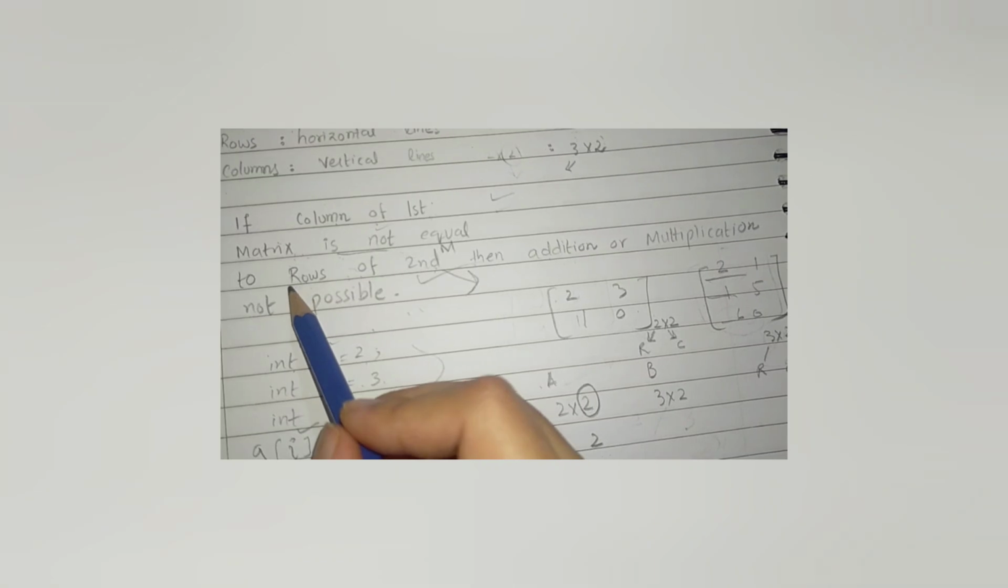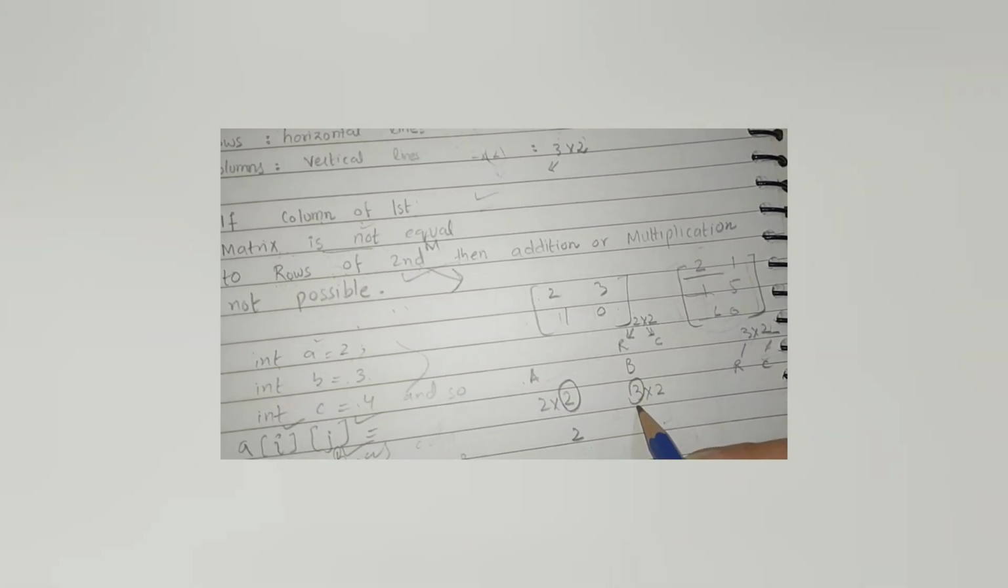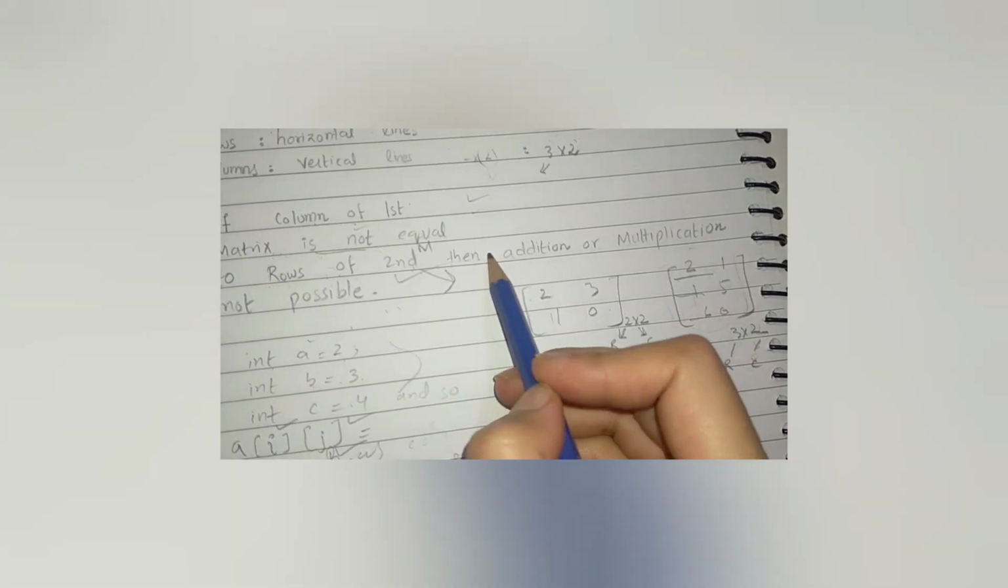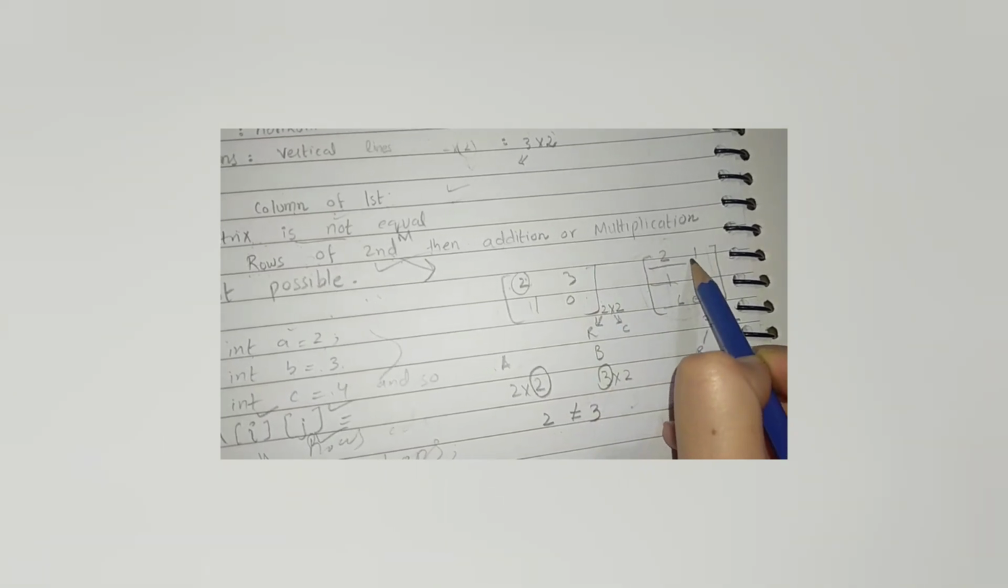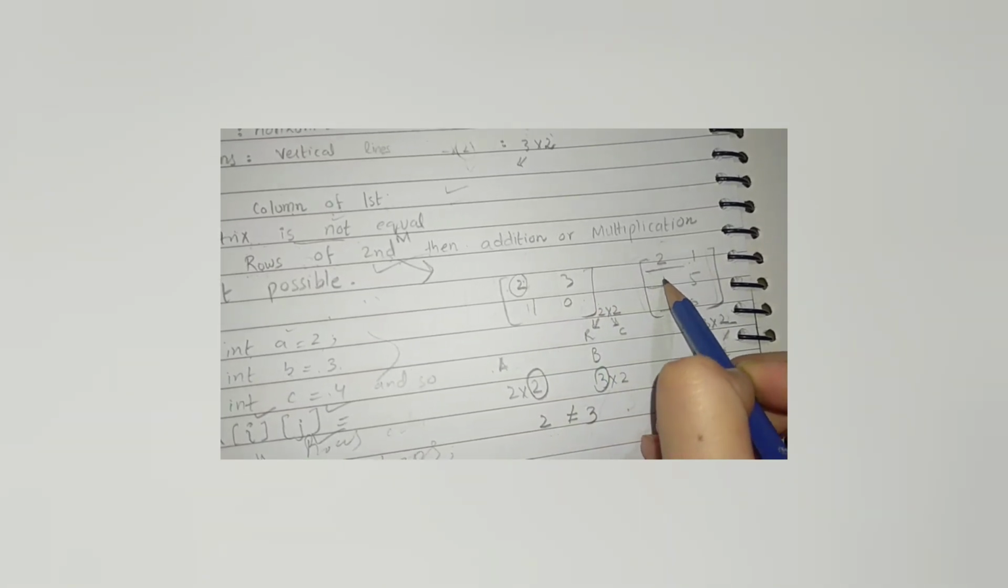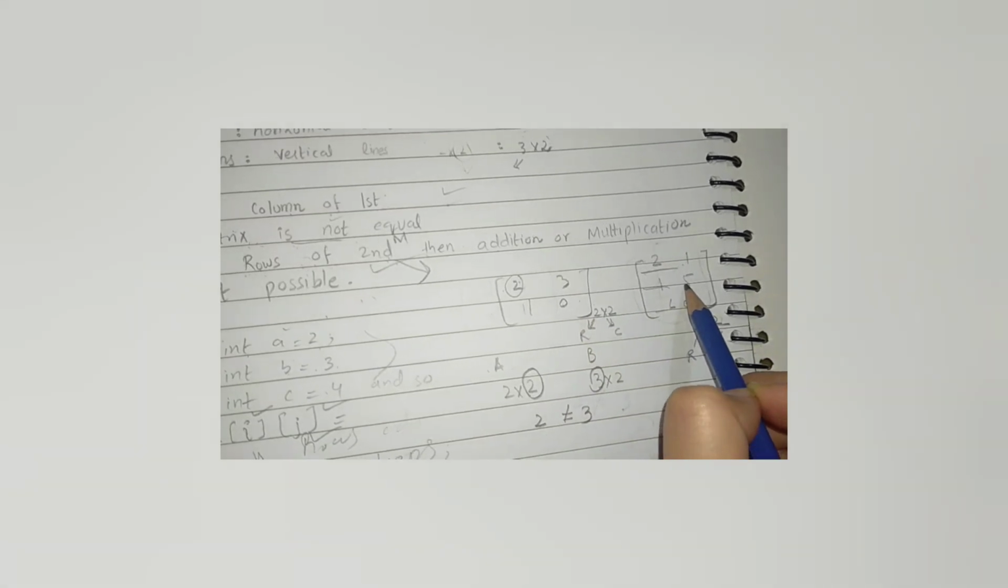Now the point says if the columns of the first matrix, right? So this is the columns of the first matrix, okay, is not equal to the rows of the second matrix. Now this is the rows of the second matrix. So 2 is not equal to 3, then addition or multiplication is not possible, right? So how is it not possible? Now you can see that 2 is added to this one, this digit is added to this one, and 0 is added to 5.